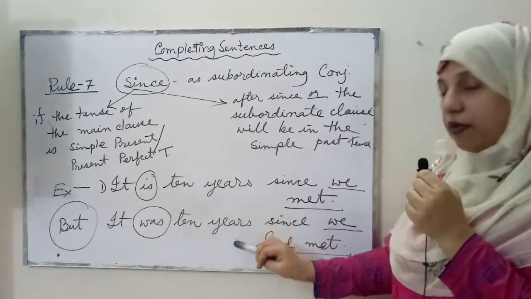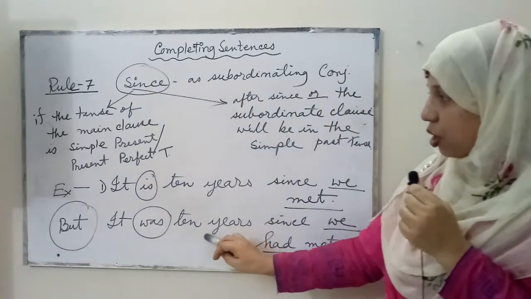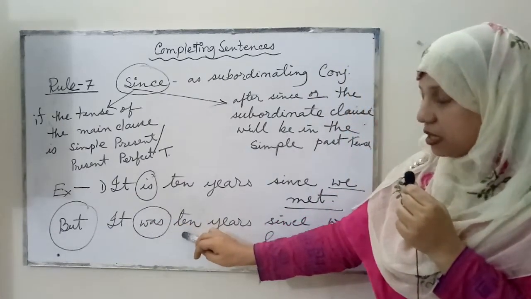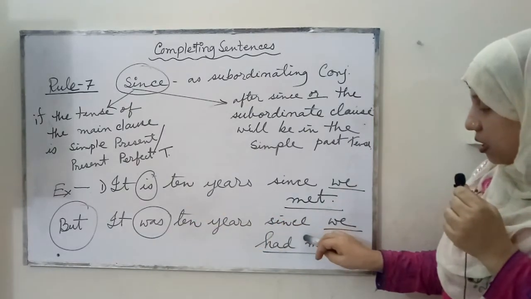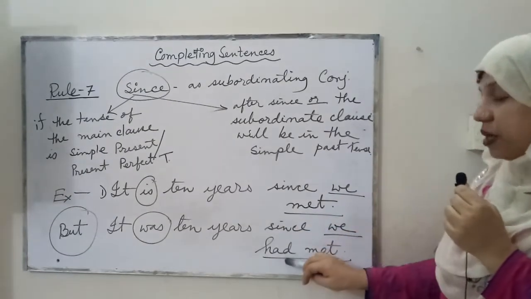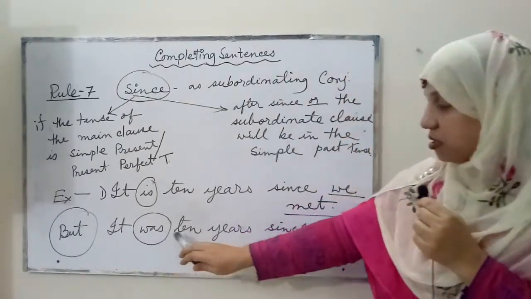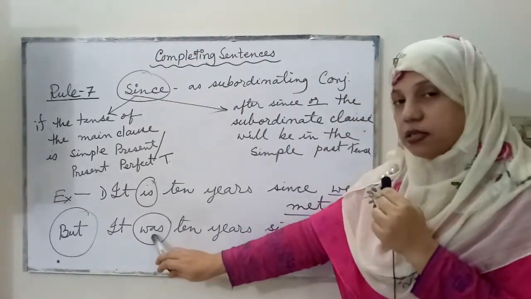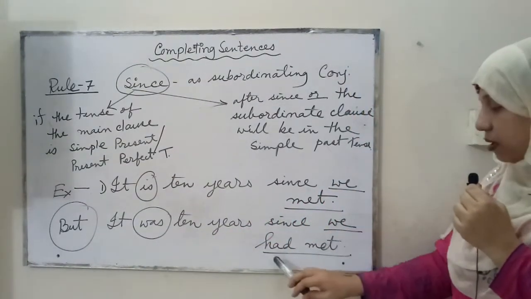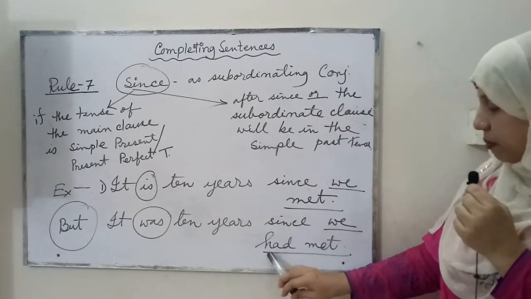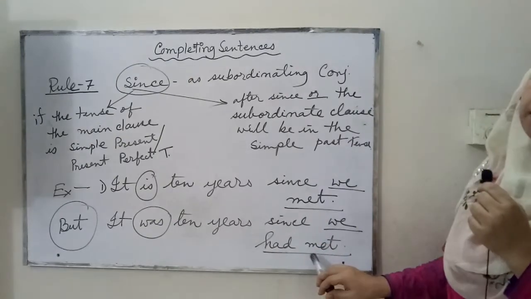But this is very important, and you have to notice that if the tense of the main clause is in the simple past tense or past perfect tense, then the subordinate clause will be in the past perfect tense. Now let's see the example. It was 10 years. That means it is in the simple past tense. It was 10 years since we, then it will be in the past perfect tense. That means had plus V3. That will be since we had met.